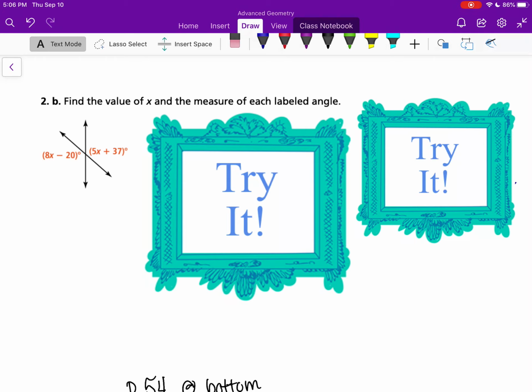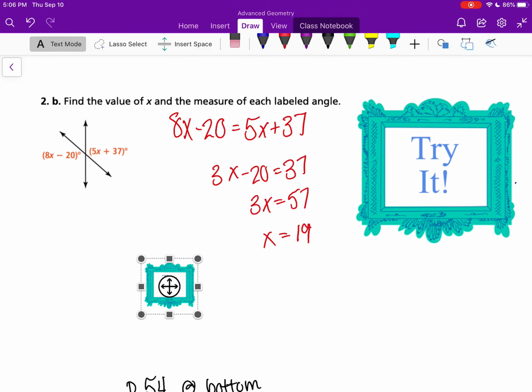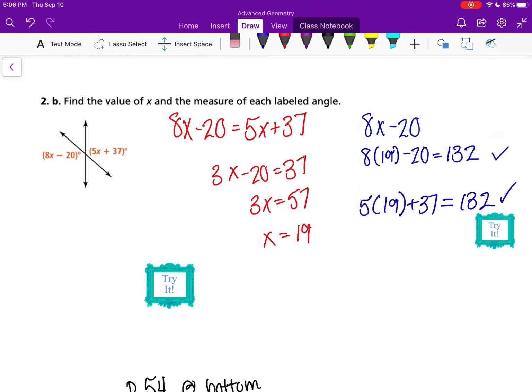All right, so hopefully you set them equal to each other. And did you find that x equals 19? Did you substitute 19 back in? Did you find that the measure of both of the angles was 132 degrees? Check that work and figure out where you went wrong if not.